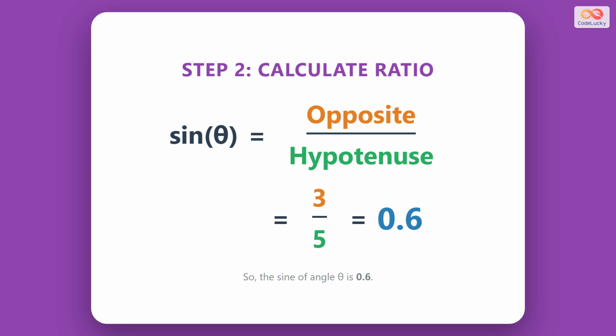Now we plug those numbers into our formula. Opposite divided by hypotenuse becomes 3 divided by 5. When we calculate that fraction, we get 0.6. So, the sine of this angle is 0.6.